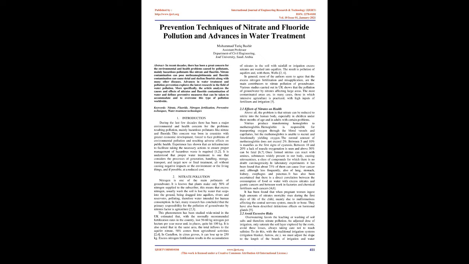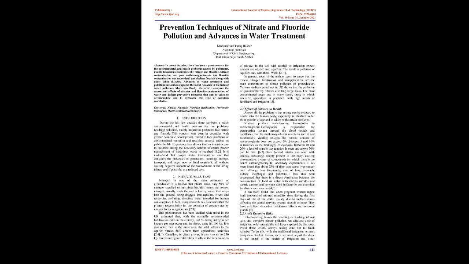Various studies carried out in the UK show that the pollution of groundwater by nitrates is affecting large areas. The most contaminated areas are, in many cases, those in which intensive agriculture is practiced, with high inputs of fertilizers and irrigation. 5. 2.1 Effects of nitrates on health.